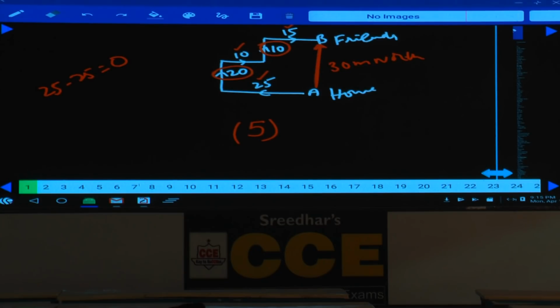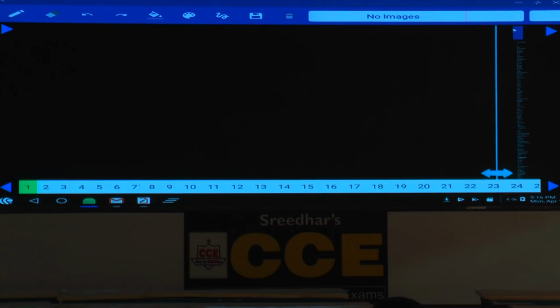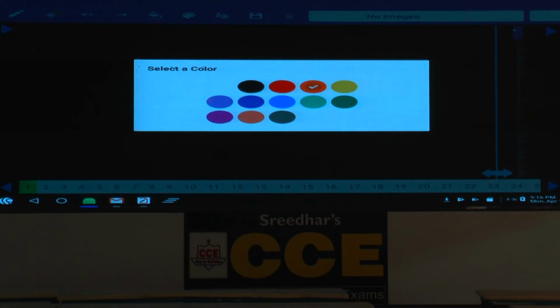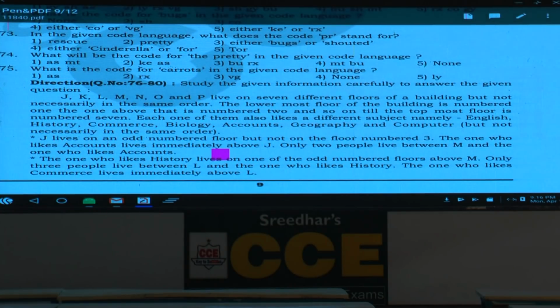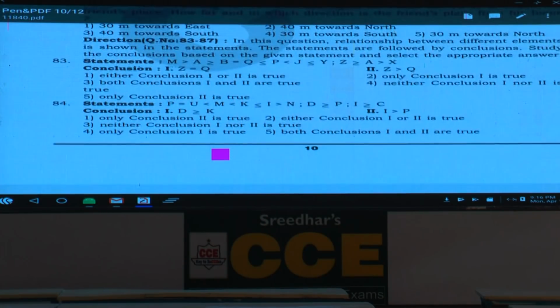Now these two, 81 and 82, are based on directions. Now questions 83 to 87 are based on coded inequalities.